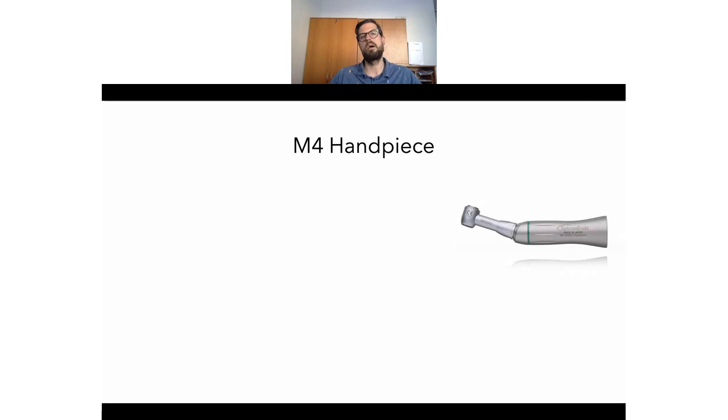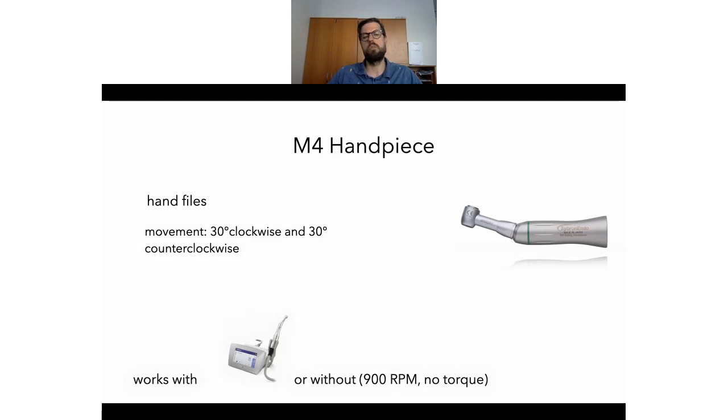I will explain. The M4 handpiece is for hand files, and it makes a movement of 30 degrees clockwise and 30 degrees counterclockwise, and you can use it with your Endo motor, and you can use it also without, but you must set the RPMs to 900 and with no torque. The good thing when you have the motor is that there is a program, you just press it and you can work with it. So you have your hand file, you just plug it into the handpiece, and you can start to work, and it's very, very safe. I use it also when we have big curvatures, and in this situation it's very helpful, and I recommend it to everybody.